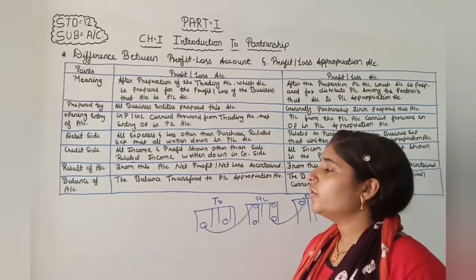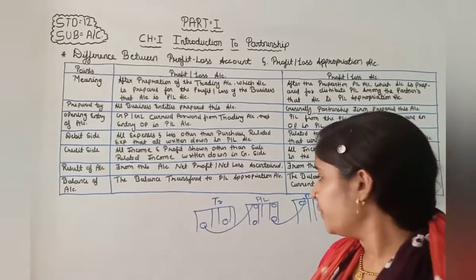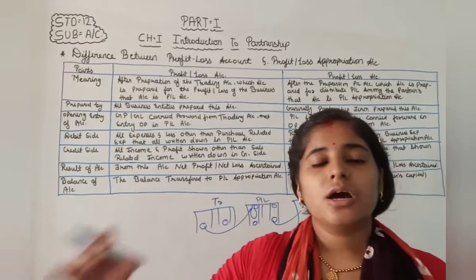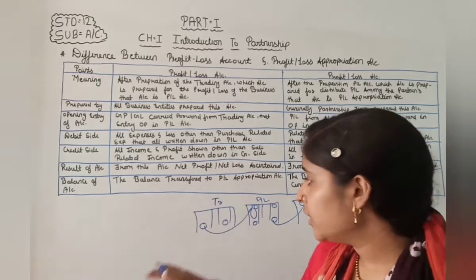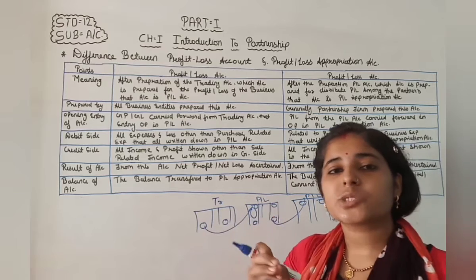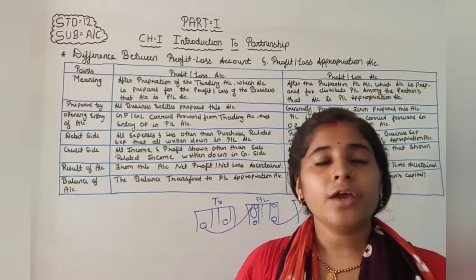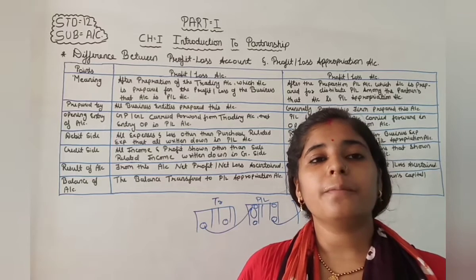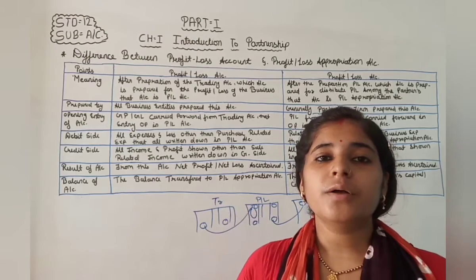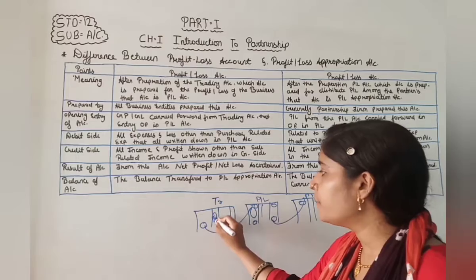Now in the debit side of the profit and loss account, we record all the expenses incurred in the business other than purchase related. Purchase related expenses are, for example, the raw material we purchase, the factory rent we pay, and the wages we give to the labor. These expenses are related to the purchase.